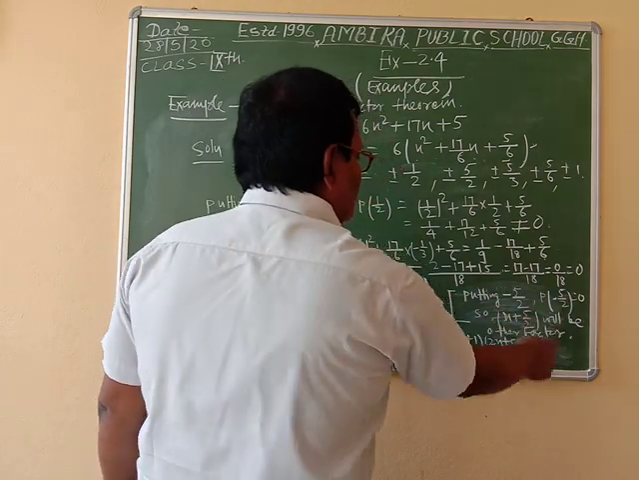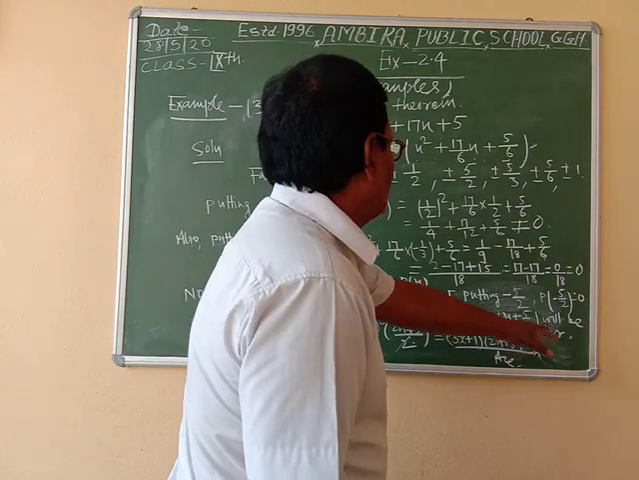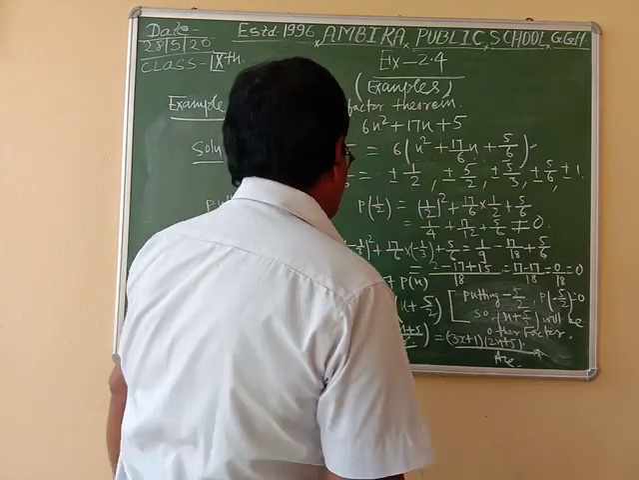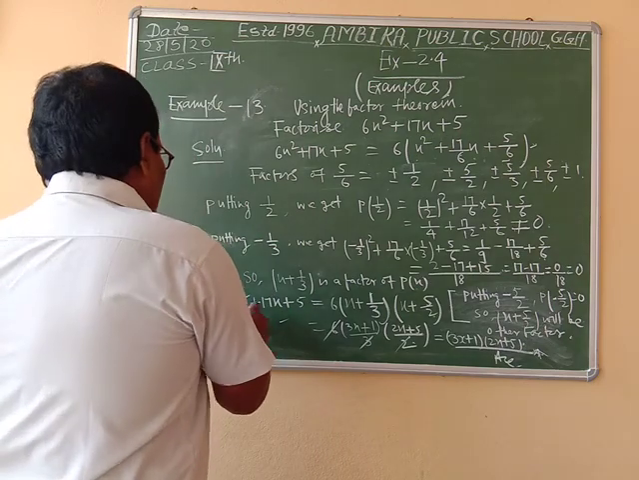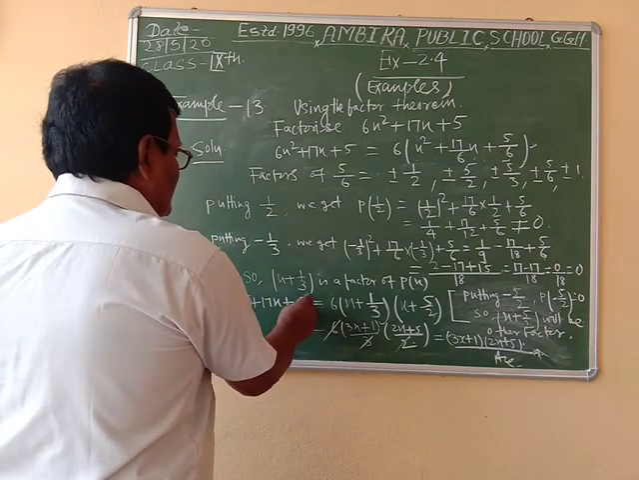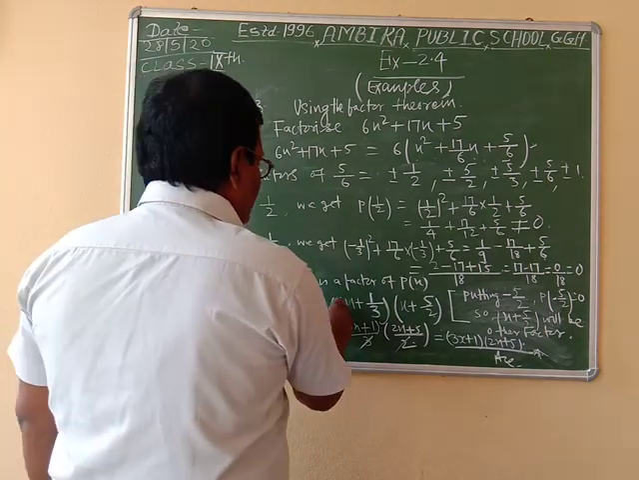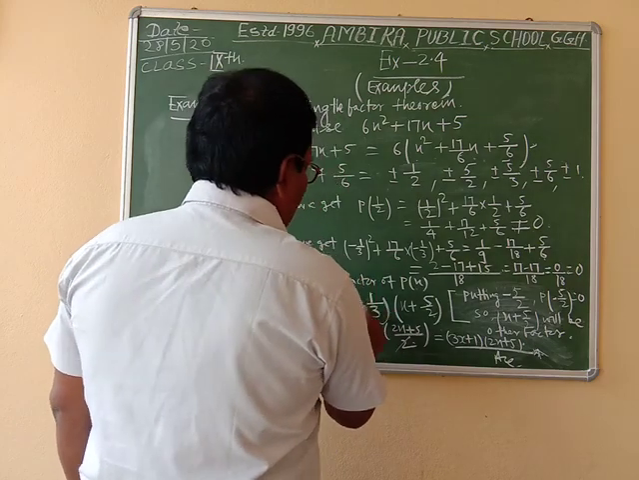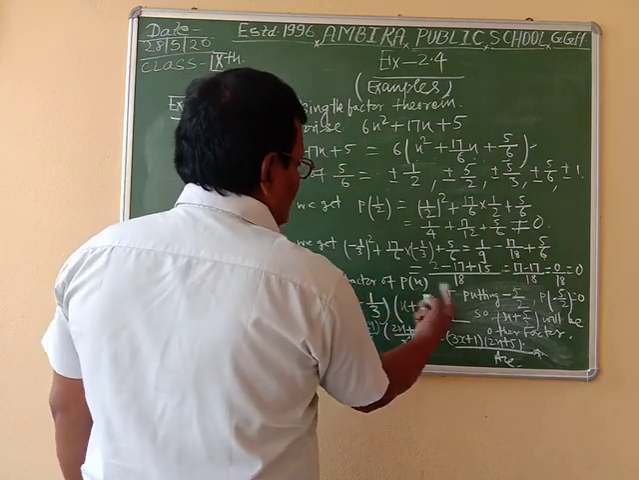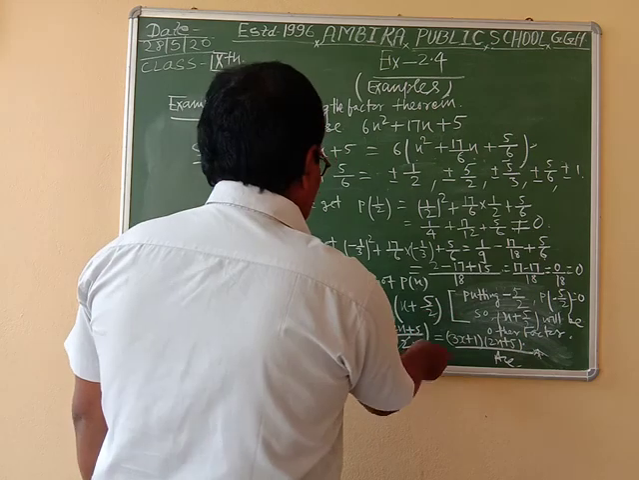So x plus 5 by 2 will be another factor of the given expression. So the factorization of 6x square plus 17x plus 5 is equal to 6 into one factor, which will be x plus 1 by 3, and another factor will be x plus 5 by 2.